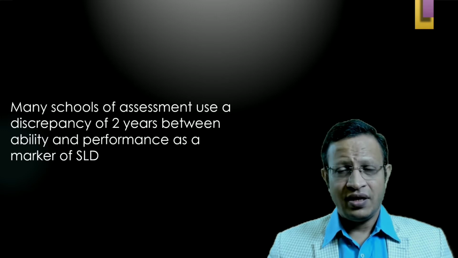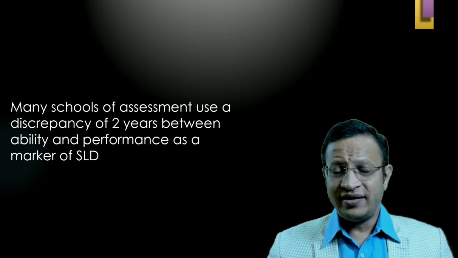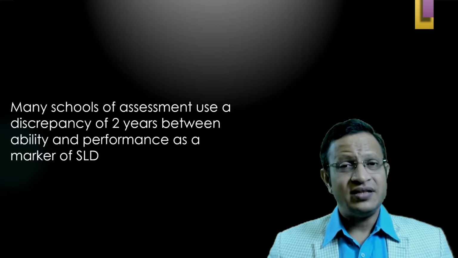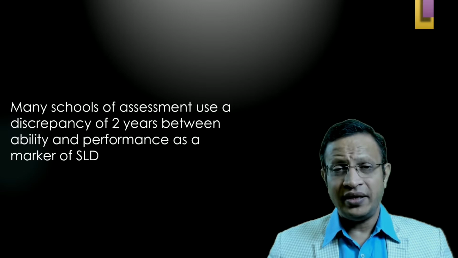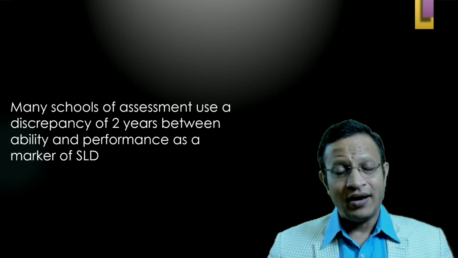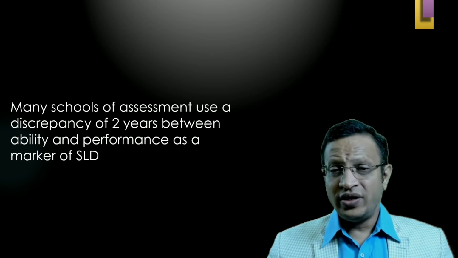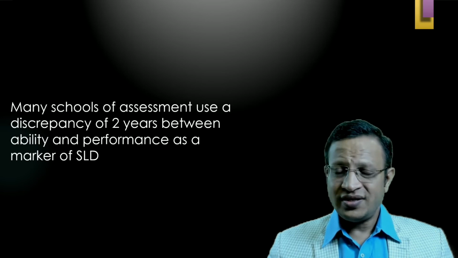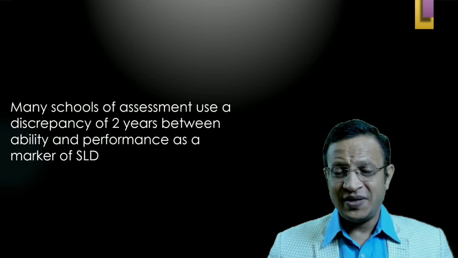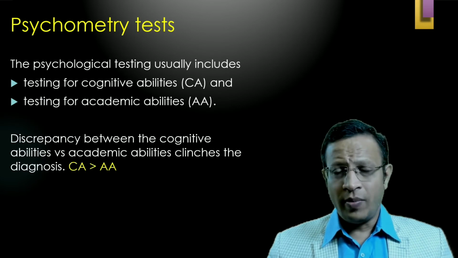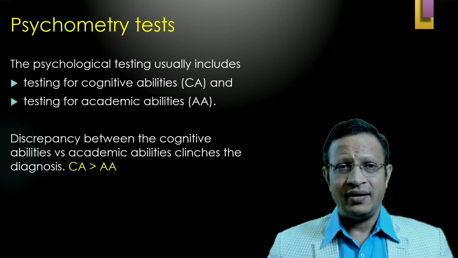That means if the child is studying in 10th standard and has intelligence above average, but the child has the mathematical ability of 8th standard, that means the child has dyscalculia. That means a 2 years difference is essential between the cognitive ability versus performance in specific learning ability. Look at the psychometric tests which have been said.